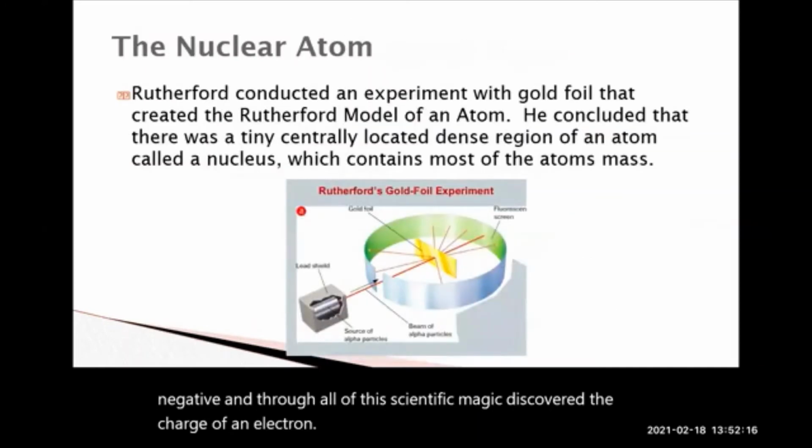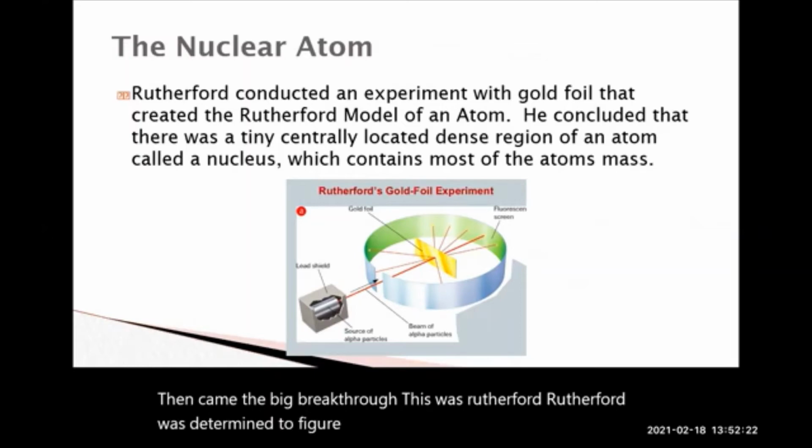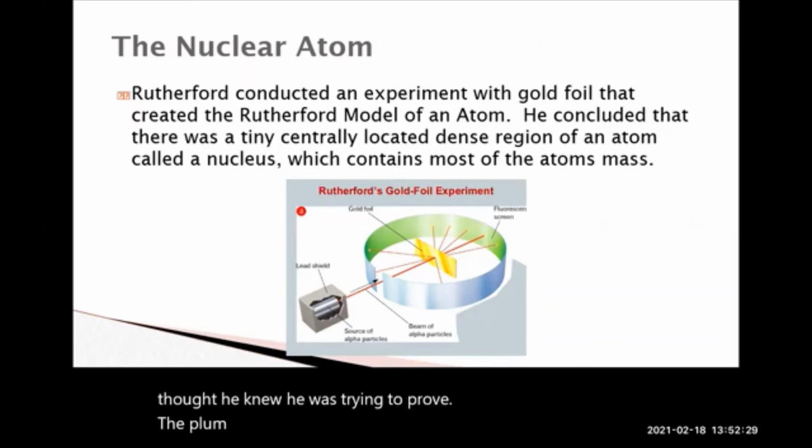Then came the big breakthrough. This was Rutherford. Rutherford was determined to figure out things about the electron that he thought he knew. He was trying to prove the plum pudding model, but we came up with the Rutherford model instead.